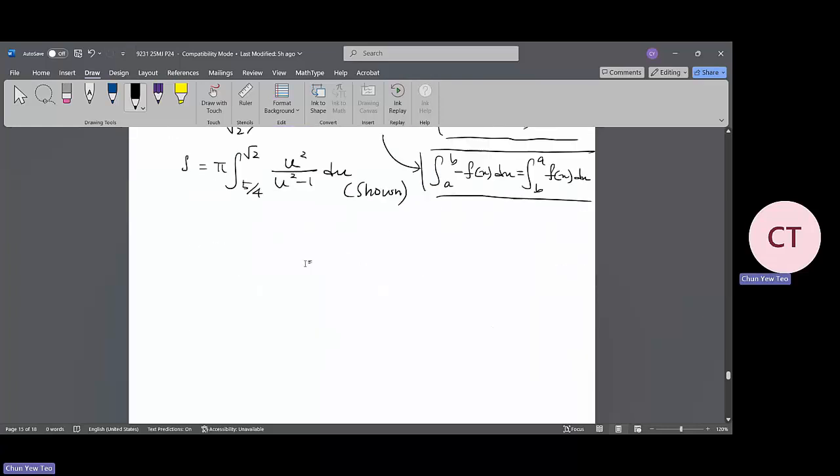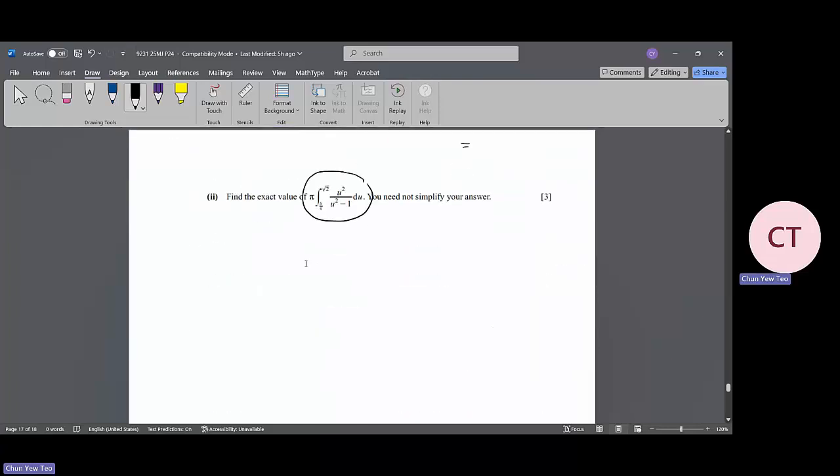Now we move on to 8C part 2. Okay, so now we want to find this value. You need not simplify your answer, so means we just need to integrate them. Okay, so what we should do now is actually we can just integrate 5/4 to √2 of u² over u² minus 1 du.